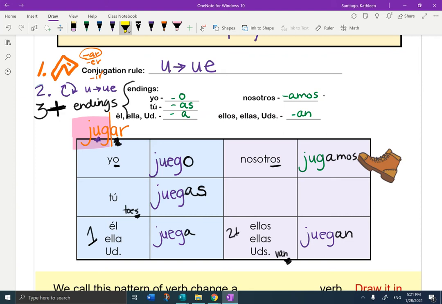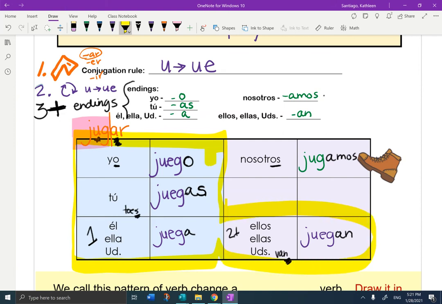As soon as I'm finished conjugating, I've done my chop, my change, and my add. I'm going to go in with a highlighter and I am going to draw a box around all of the ones that changed. And it's supposed to look like a footwear pattern. What does it look like to you? Think about that.